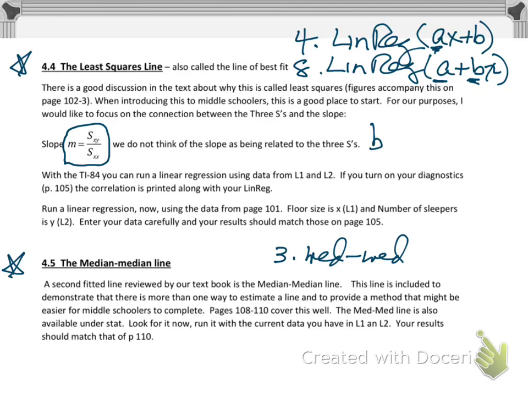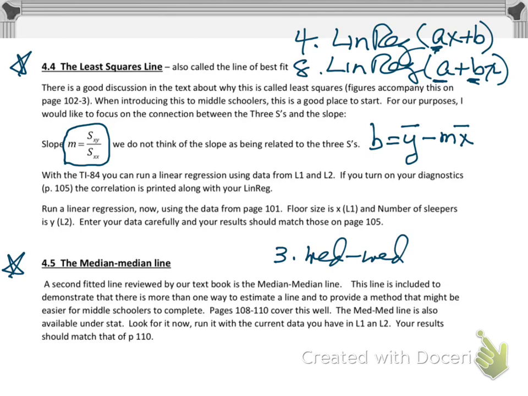And then what about our B? Well, B equals Y bar, which is the average Y value of your data, minus the M, the slope we just figured out by doing SXY over SXX, times X bar. X bar is the average of your X data.